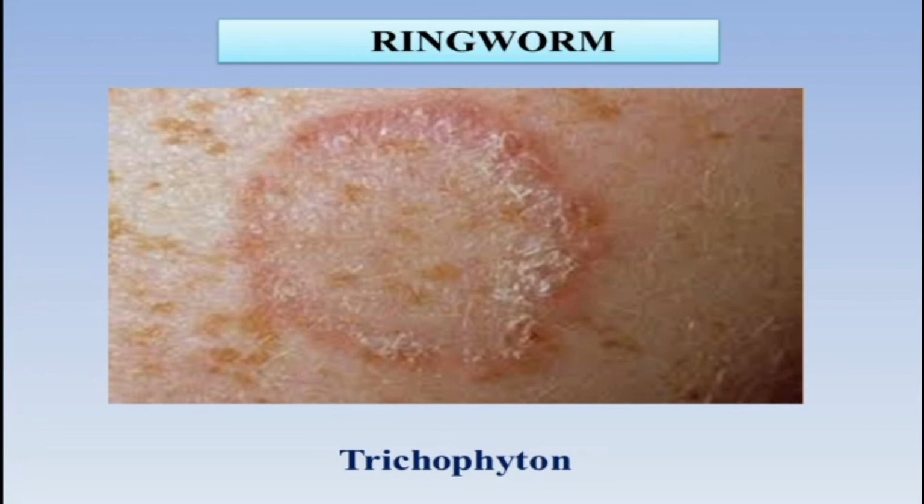Next one, ringworm. Ringworm forms on the surface of the skin. It is caused by Trichophyton. Trichophyton is the causative agent of this fungal disease, and it leads to ringworm on the skin surface. It is a very common skin disease.